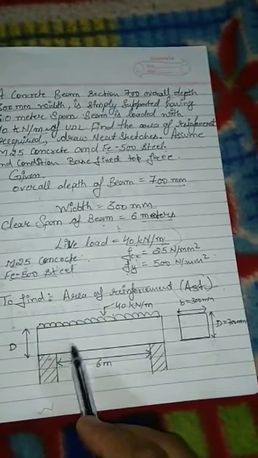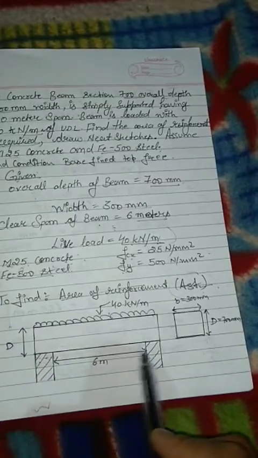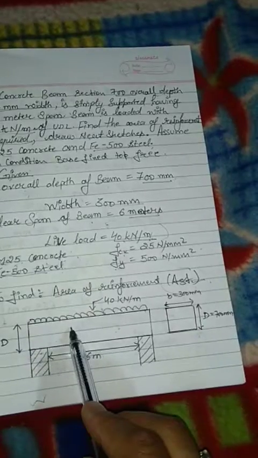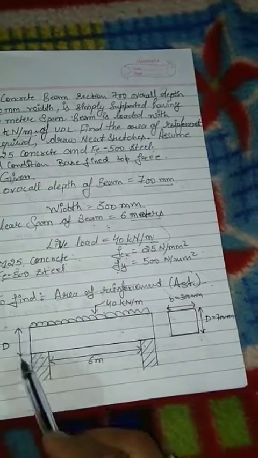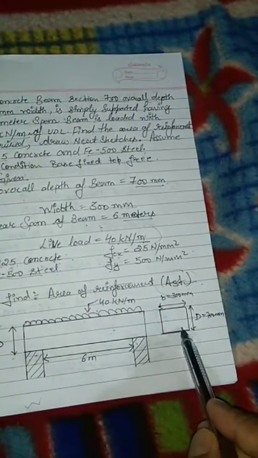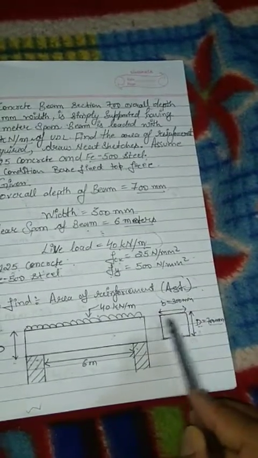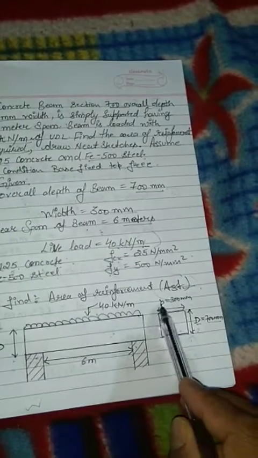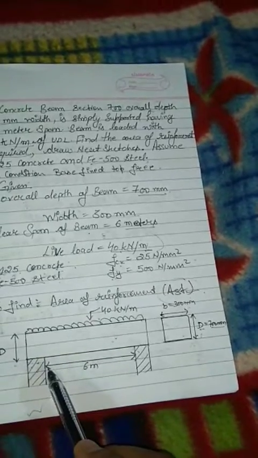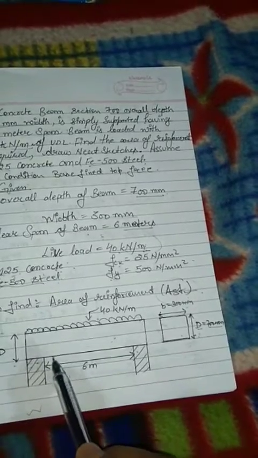I have drawn a diagram for this problem. Since the beam is simply supported, let us take these as the two supports on which the beam is resting. This is the front view of the section. This is the overall depth of the beam, capital D, 700 mm, and this is the width of the beam, 300 mm, which is provided to us. Also, we are provided with a span of 6 meters.